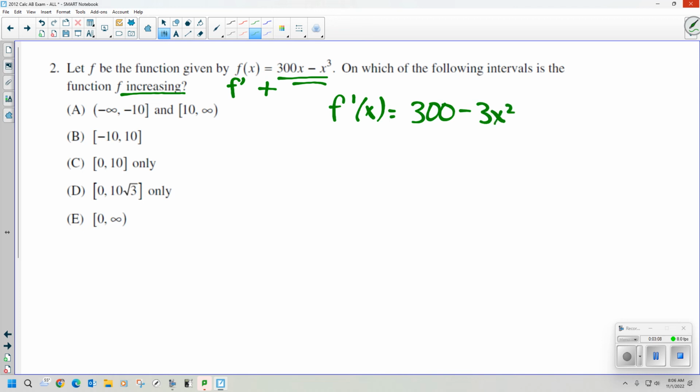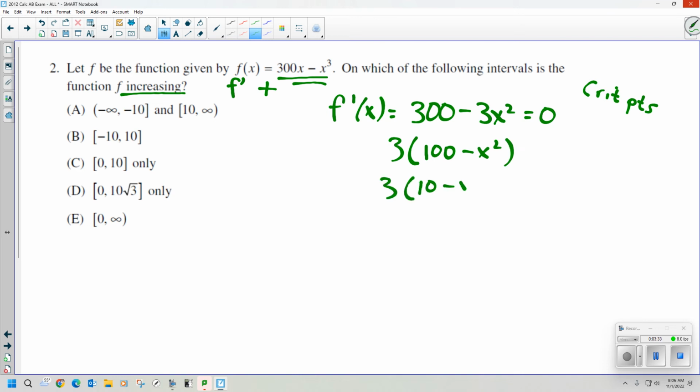All right, if I want to see where that's equal to 0, I need to find my critical points first, because that is going to tell me where my function changes from increasing to decreasing. That's really going to set my boundaries. So I'm going to factor out a 3, and that's 100 minus x squared. My goodness, factoring never, ever goes away. That is a DOPS, or a difference of perfect squares.